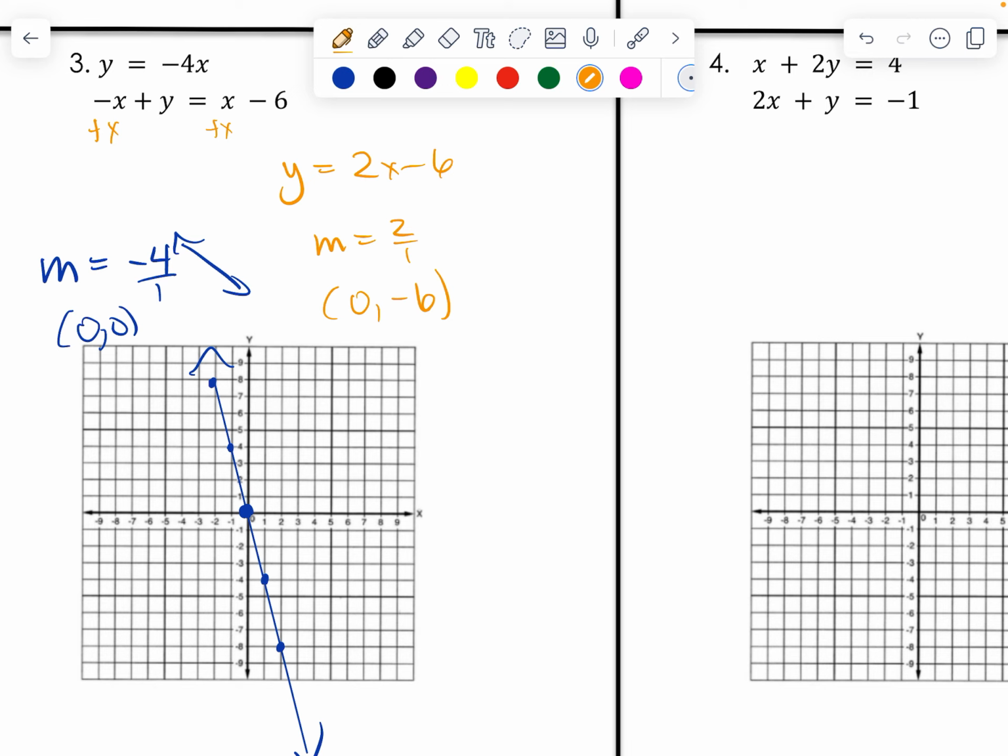So I go down to -6. I draw a point. I go up 2, over 1. Look at that. Up 2 over 1. And they run into each other at the point 1, -4.